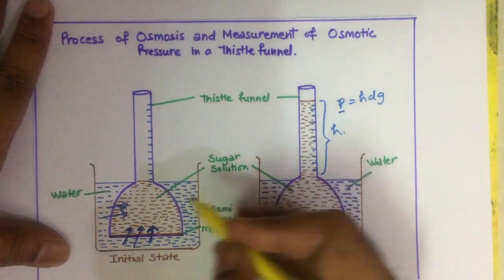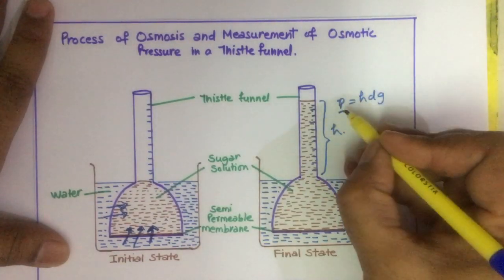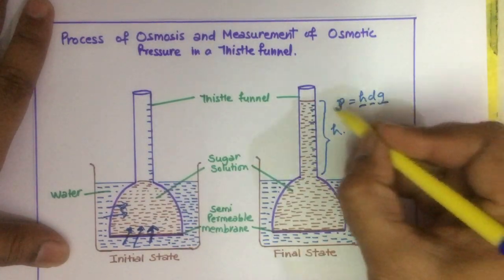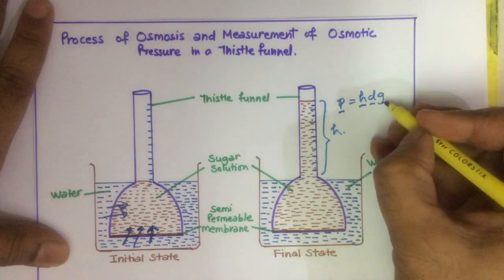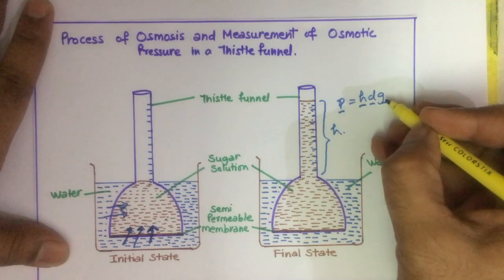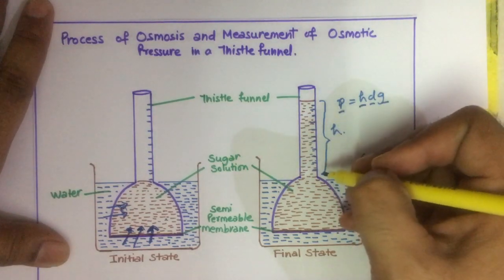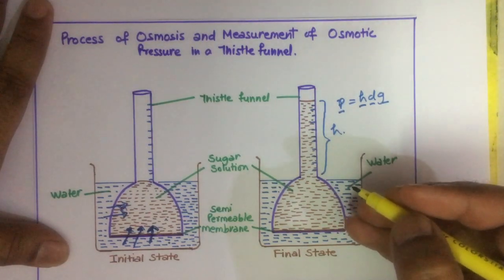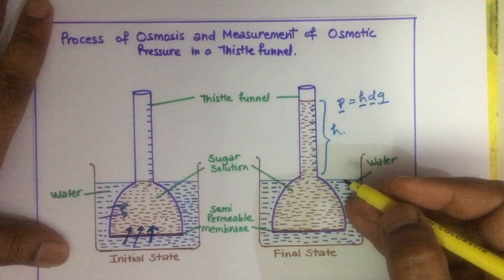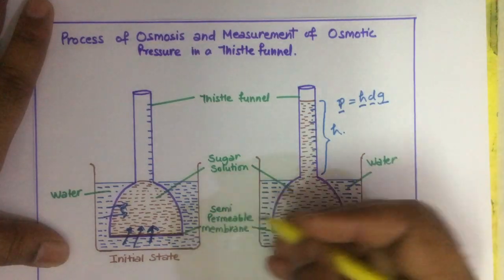When the water rises in this column, there is an additional pressure, that is P is equal to h d g. h is the height, d is the density of the solution, and g is the acceleration due to gravity. The pressure, the hydrostatic pressure, is h d g. Now the hydrostatic pressure tends to oppose the inflow of the solvent into the solution.